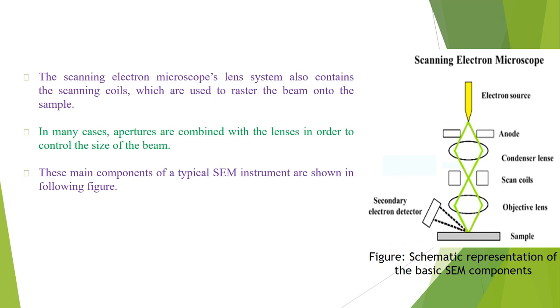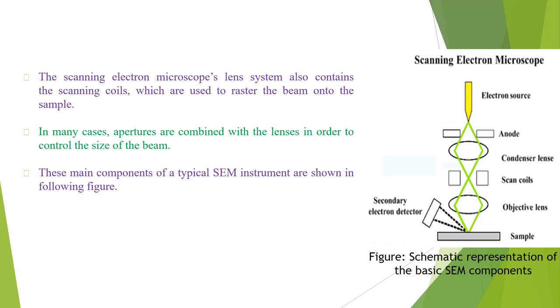So there are two kinds of lenses: the condenser lens and the objective lens. And what does the condenser lens do? The condenser lens defines the size of the electron beam, while the main role of the objective lens is to focus the beam on the sample.